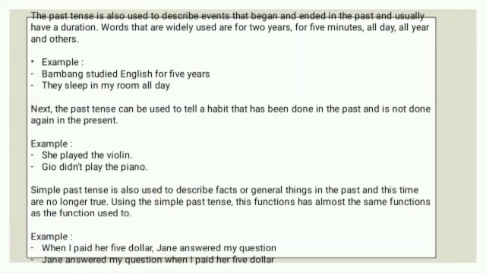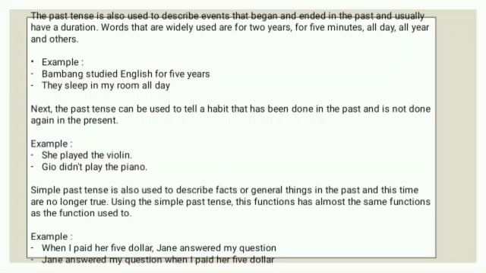The past tense is also used to describe events that began and ended in the past and usually have a duration. Words that are commonly used are for two years, for 45 minutes, all day, all year, and others. Example: Bambang studied English for five years. They slept in my room all day.